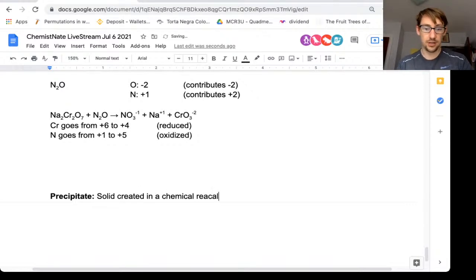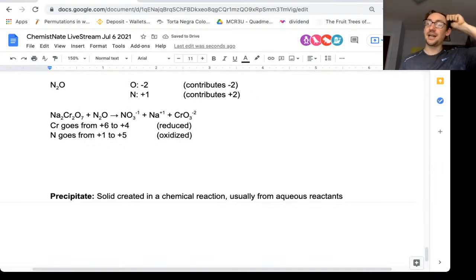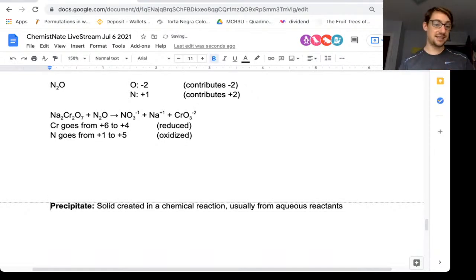Solid created in a chemical reaction. I hear the word precipitate usually from aqueous reactants, but I suppose you could have a solid falling out from a gas. I suppose you could have a liquid falling out from a gas as well, and we might call that a precipitate, but we'd usually call it something more specific, like a condensation of some kind.